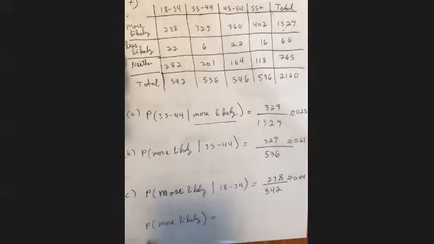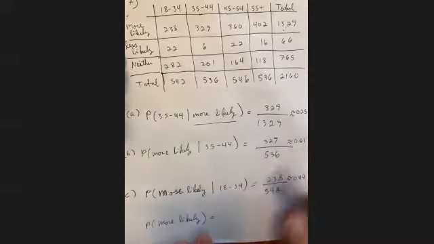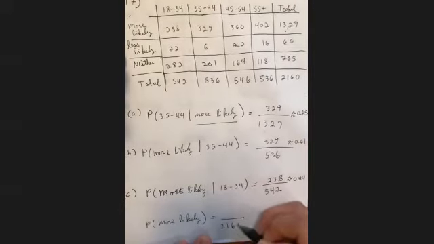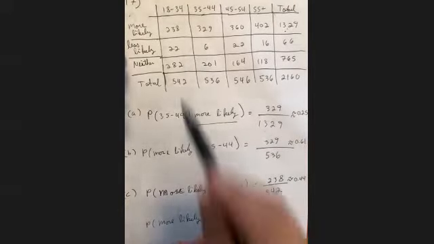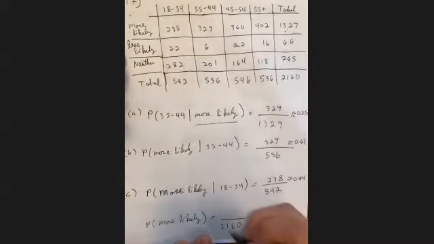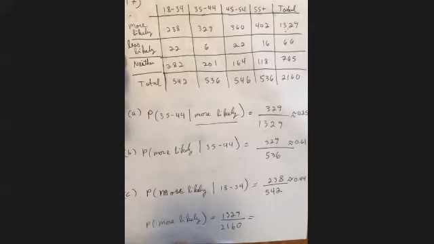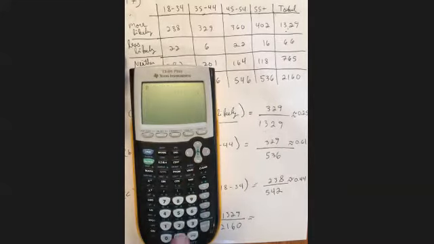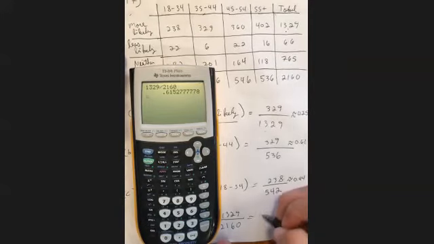So out of everyone who answered more likely, the probability of answering more likely, since this is a simple probability, we go to the grand total, 2160, and then the grand total for the more likelies is 1329. You punch that into a calculator, 1329 divided by 2160, and that's roughly 0.62.